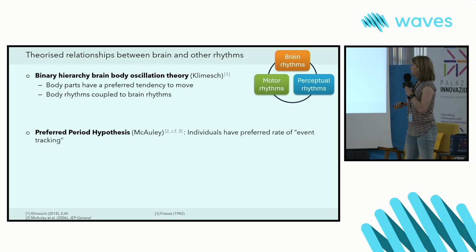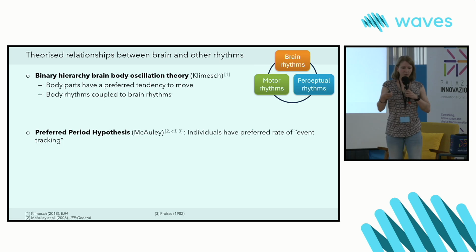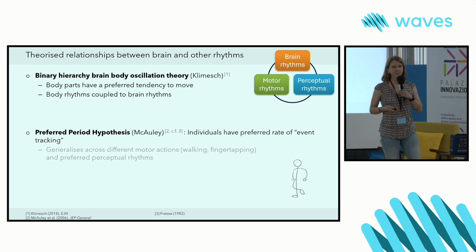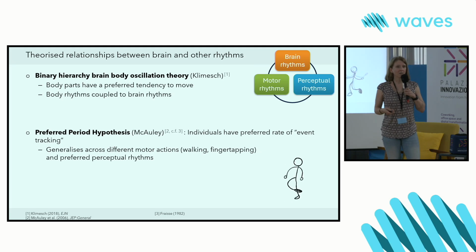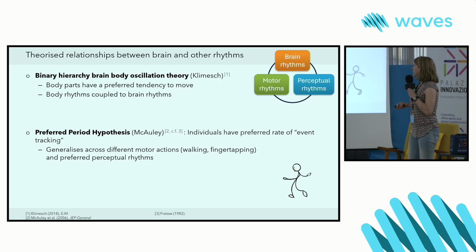And then there's the preferred period hypothesis, which is more on the behavioral side. Here, Macaulay said that we all have our preferred natural rhythm, basically, with which we walk and talk. So people who walk fast are also thought to talk fast and clap fast and swim fast and cycle fast. So these are thought to generalize.